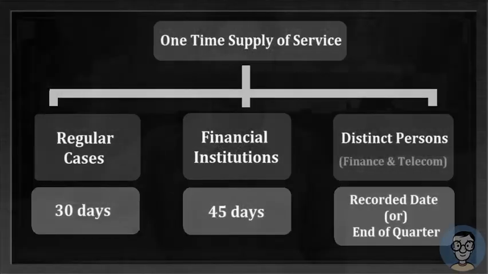So I need to issue the invoice within 30 days. 30 days from 15th of September is 15th of October. So the last day to issue the invoice is 15th of October. Now we learned that if the invoice is issued within 30 days, it is a proper, valid invoice. If it is issued after 30 days, it is an invalid invoice.